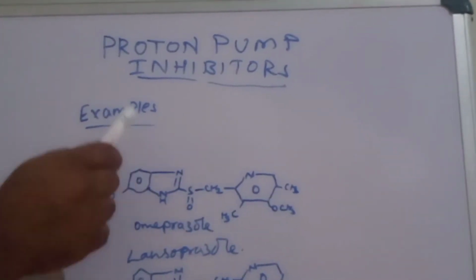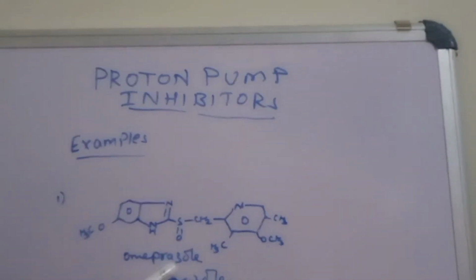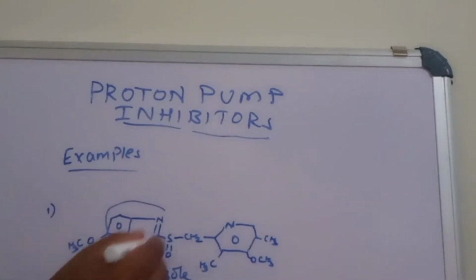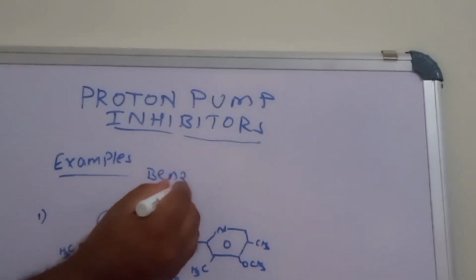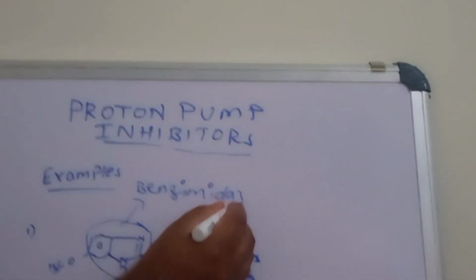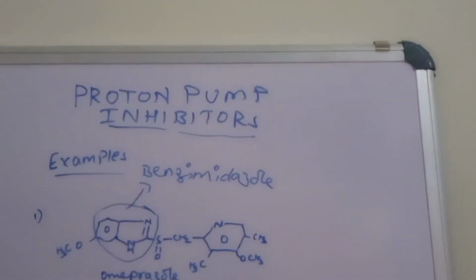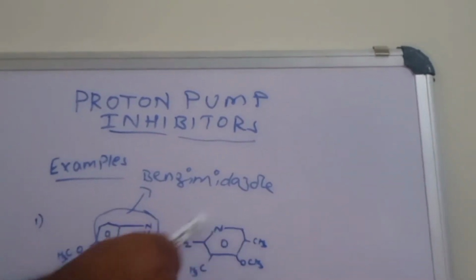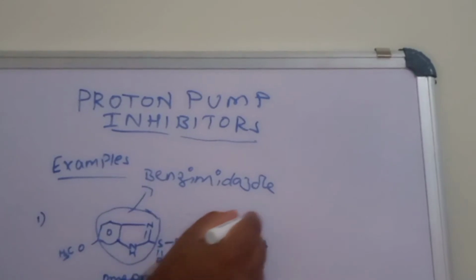Let us discuss the examples of proton pump inhibitors. First example is omeprazole. The basic nucleus present in omeprazole is benzimidazole. What is benzimidazole? Benzene fused with a 5-membered ring containing nitrogen at first and third position is called benzimidazole, and sulfoxide with methylene and a 6-membered ring containing nitrogen is called pyridine.